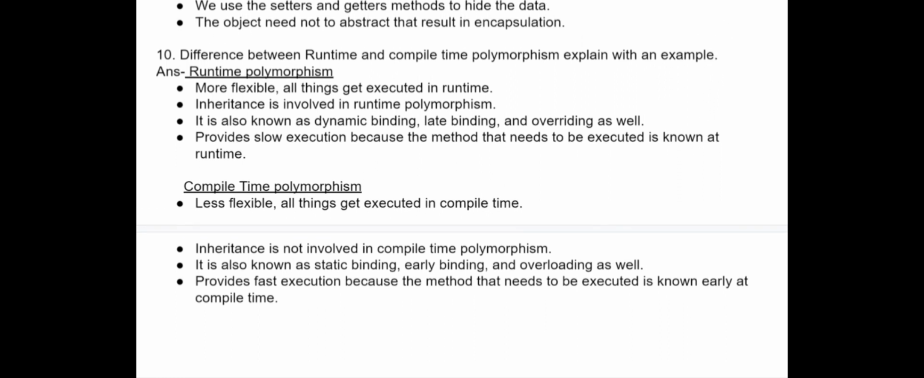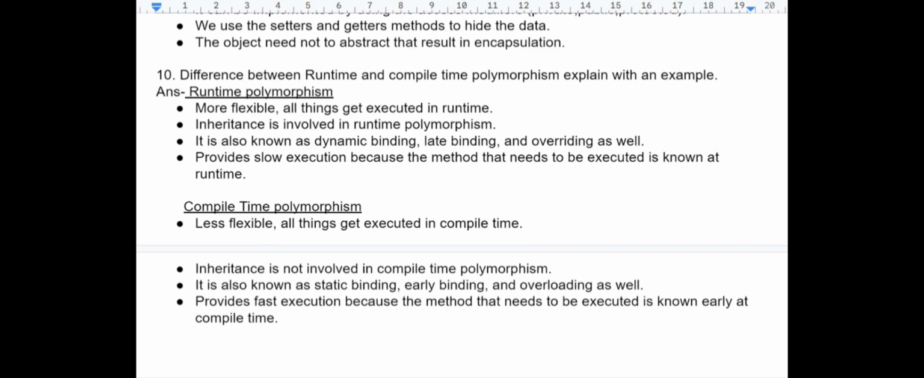These are the 10 questions. These are the 10 important questions of object oriented programming.